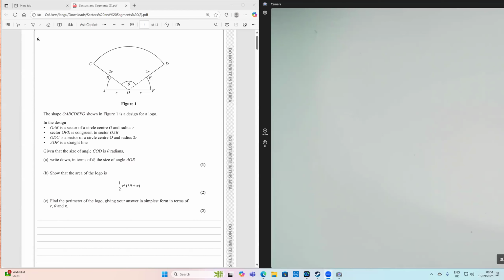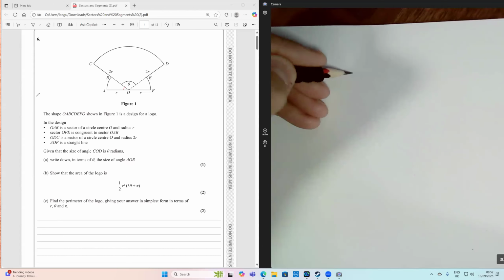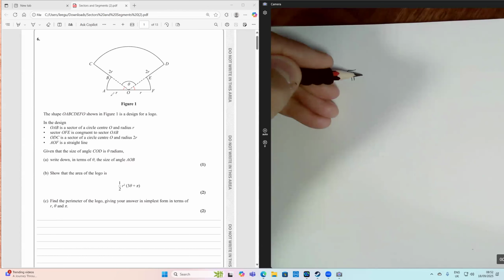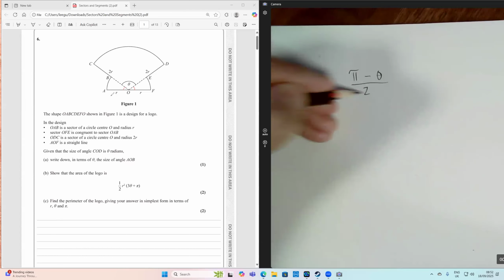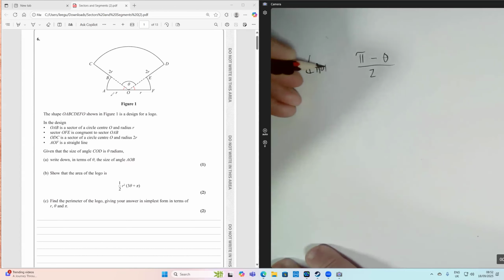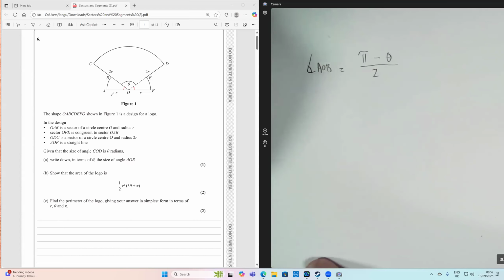the angle AOB. Okay, so what angle are we talking about when we talk about angle AOB? Let's have a quick look. If we annotate on the sketch here, angle AOB is this angle here. So what do we know? Well, we know that a straight line is pi radians, and these little sectors here are congruent to each other. So pi minus theta divided by 2 is going to give us the angle AOB. And that's our part A done there for 1 mark, because a straight line is pi radians.